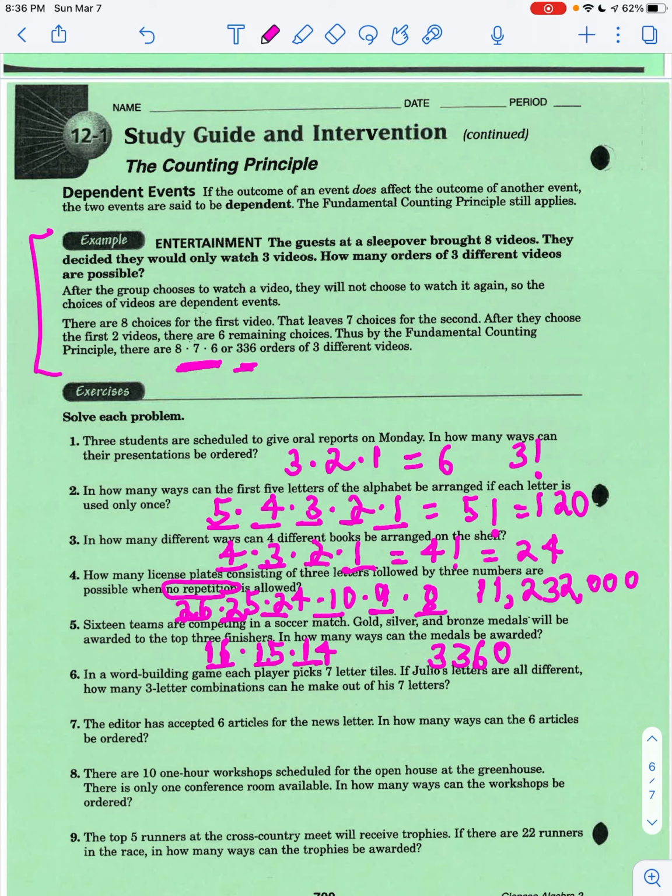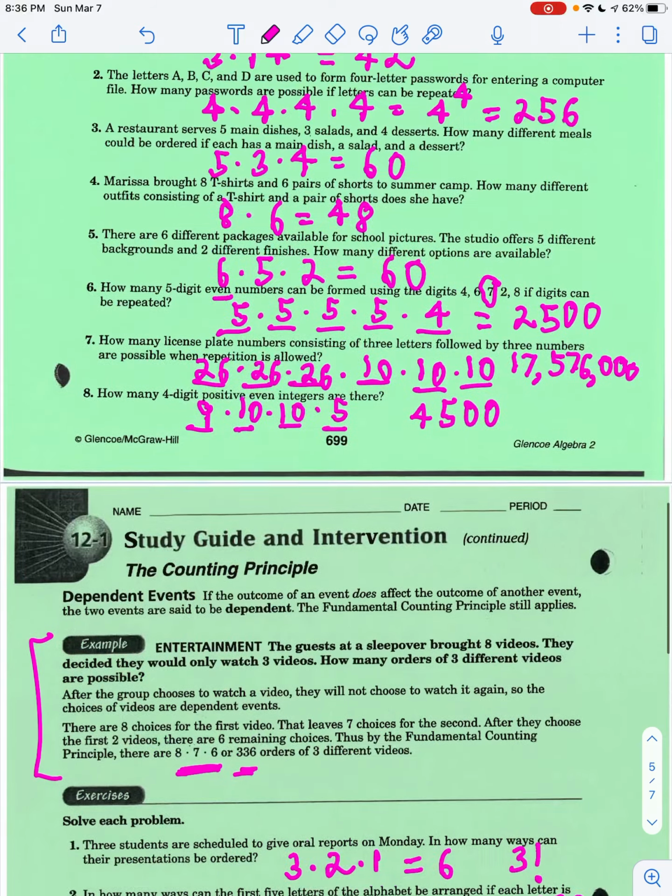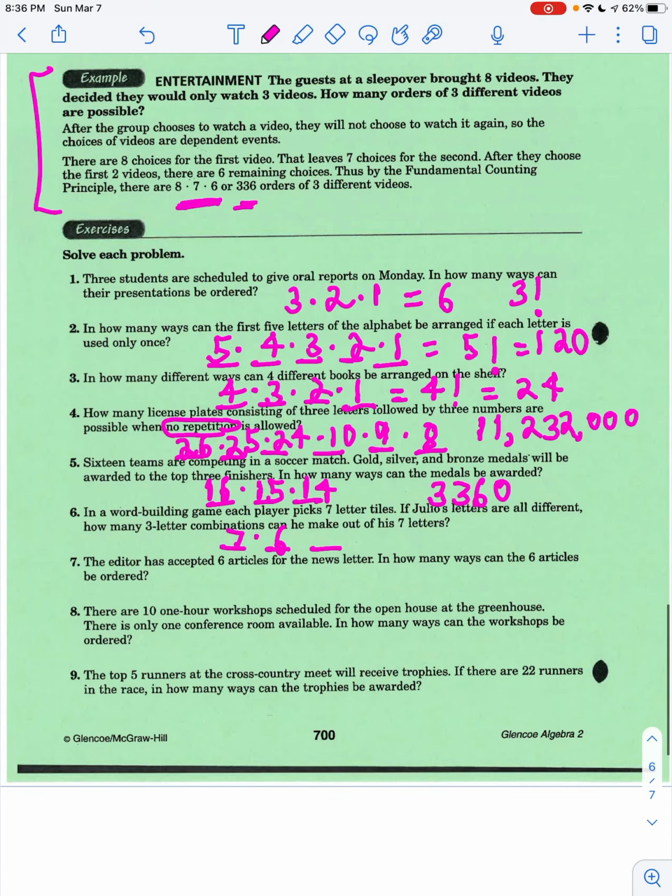How about 6? In a word building game, each player picks 7 letter tiles. If Julio's letters are all different, how many 3-letter combinations can he make out of 7 letters? So he has 7 letters, but he's trying to make 3-letter combinations, and they're all different. So there's 7 for the first slot, 6 for the second, and 5 for the third. 30 times 7 would be 210.